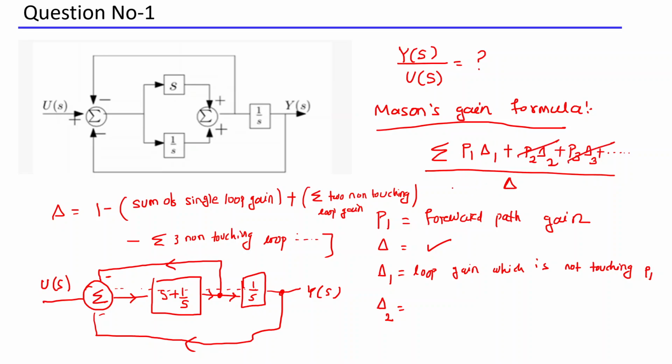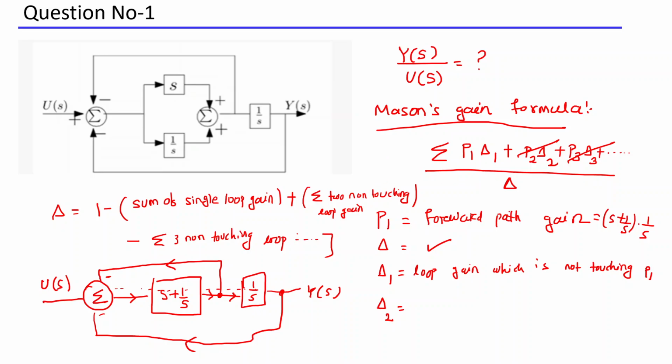So P1 exists. What is the loop gain of that forward path? What is P1? Loop gain means just multiply the gain in the forward path. In one block, the gain is S plus 1 by S, another is 1 by S. So I am writing here S plus 1 by S into 1 by S. So you find out P1.